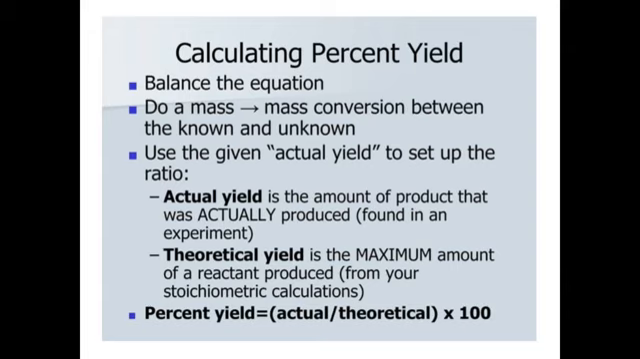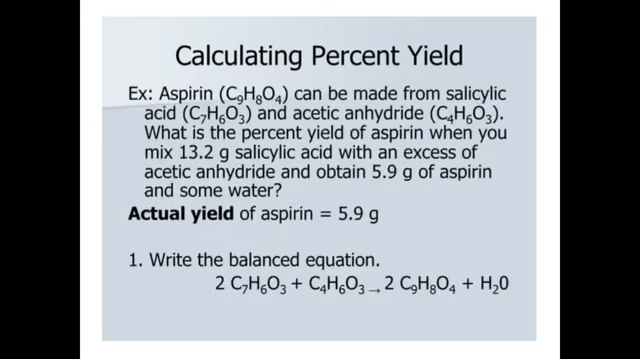And then your percentage yield is the actual yield over theoretical yield multiplied by 100. So let's look at a typical example of how to calculate a percentage yield or percent yield. Aspirin can be made from salicylic acid and acetic anhydride. What is the percent yield of aspirin when you mix 30.2 gram of salicylic acid with an excess acetic acid and obtain 5.9 gram of aspirin and some water?